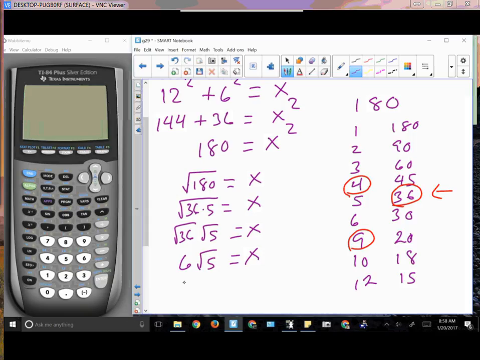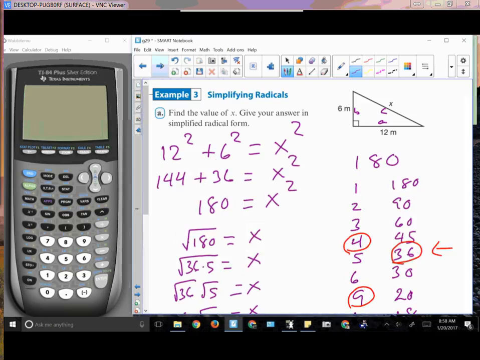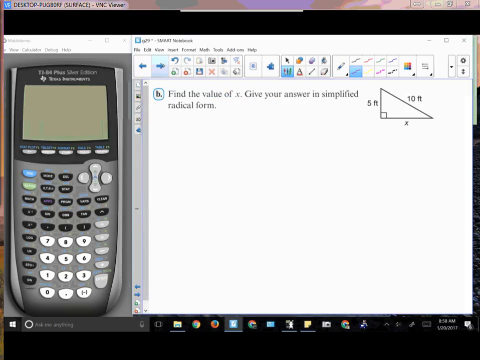This is the process that we have to go through here. So, let's try another one. I want to find the value of x. Give your answer in simplified radical form. Okay, so that means that I've got an a, b, and a c. So x squared plus 5 squared is equal to 10 squared.